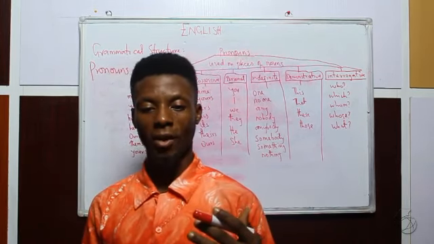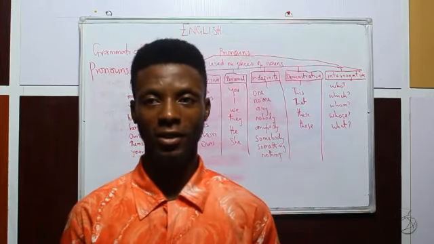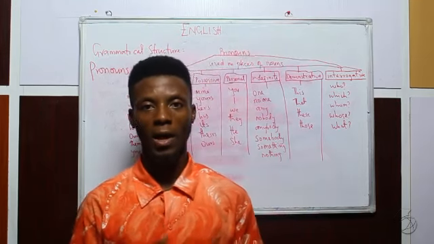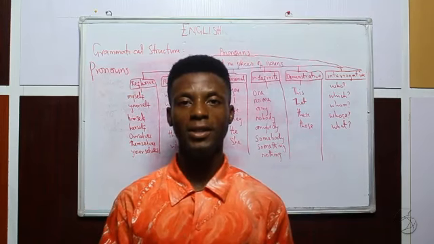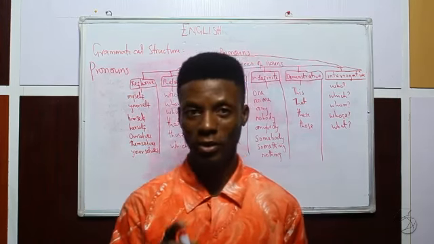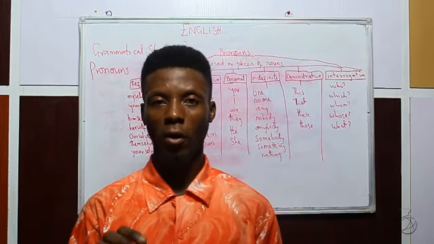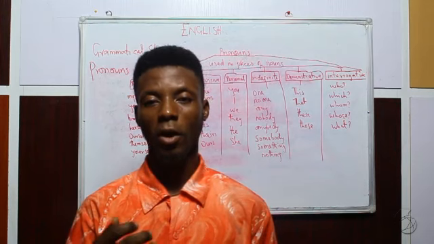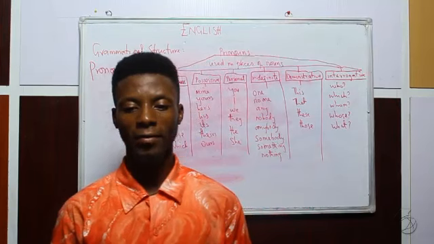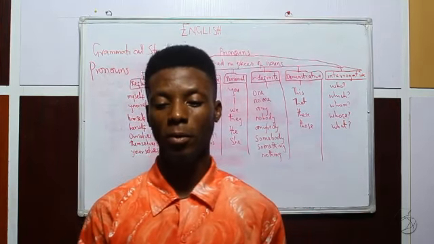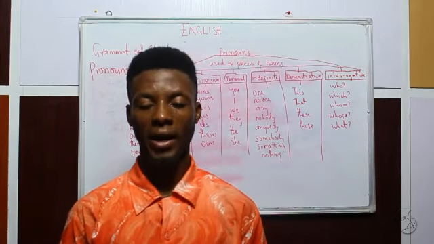Under the subject form, I serves as the subject in a sentence. For example, I am going home. I in the sentence serves as the subject of that sentence. In the first person singular object form, we have me. In the possessive form, we have mine. In the reflexive form, we have myself. And under the determiner form, we have my.